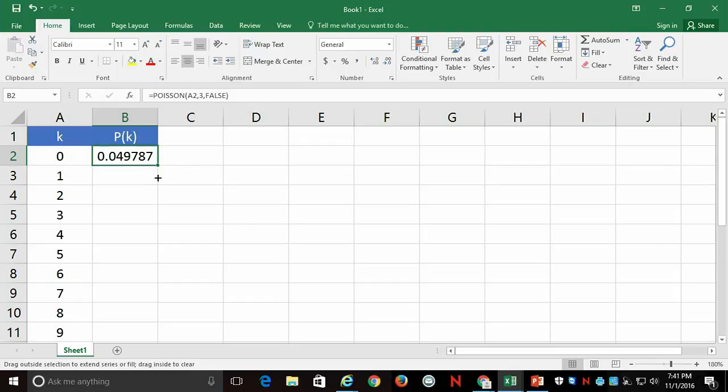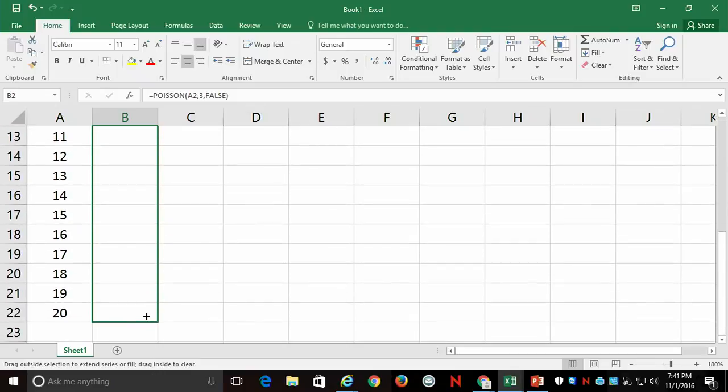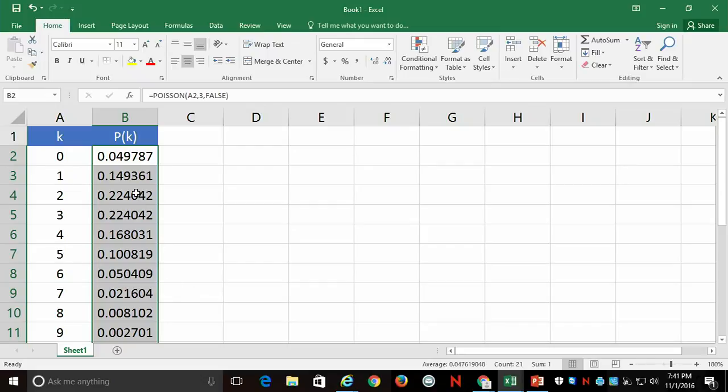Now, if I drag this down, it tells me the odds of all these things. So the odds that I get 1 customer is 15%, 2 customers is 22, 3 customers is 22, 4 is 16. Remember, 3 was the average, so it peaks right around there at 3. 5 customers is 10%, 6 customers is 5, and then it starts going down.